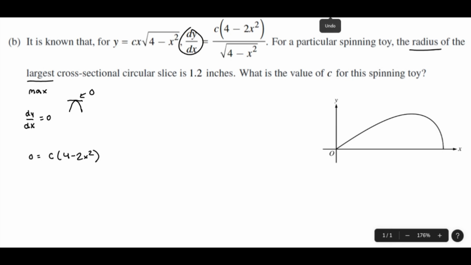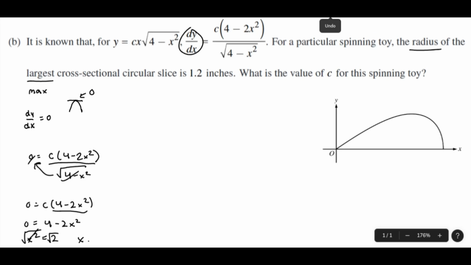So we have c of 4 minus 2x squared over square root of 4 minus x squared. We can multiply the 4x, the bottom term, and that just eats up with 0. And now we solve for x, and basically we just set it equal to the inner because we're just solving for x. So now after doing simple algebra, we can find that x squared equals 2, which means square root of x squared, or x equals root 2. So now this isn't obviously the final answer, it's just that when x equals square root 2, that's when the radius is the largest.